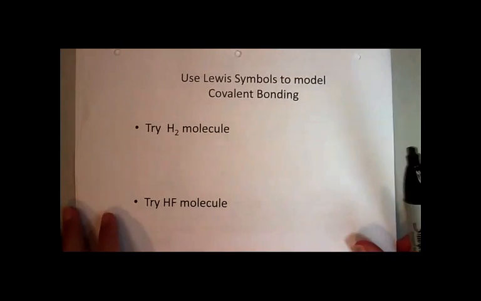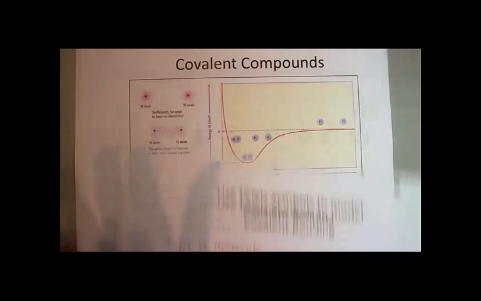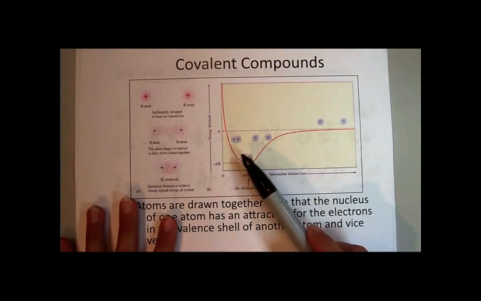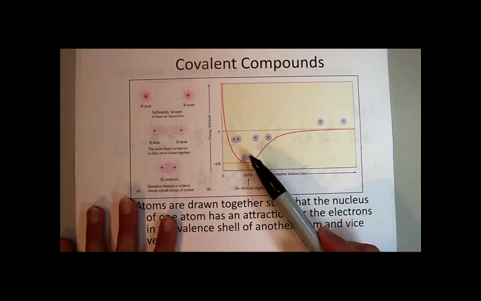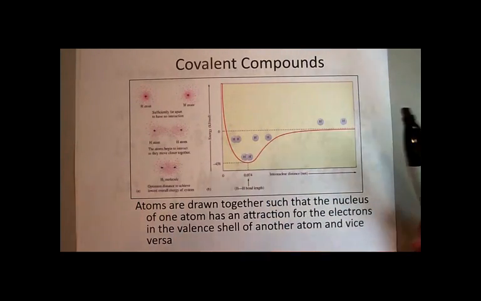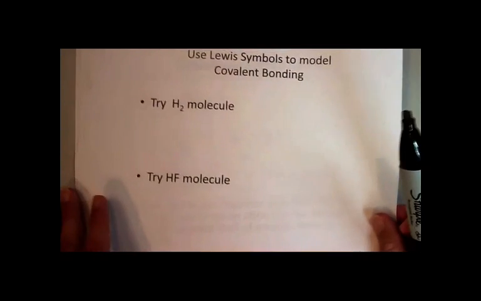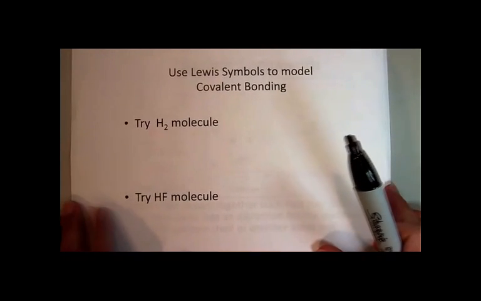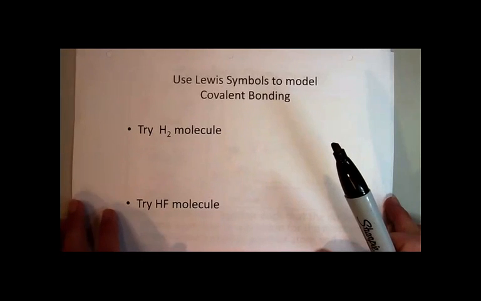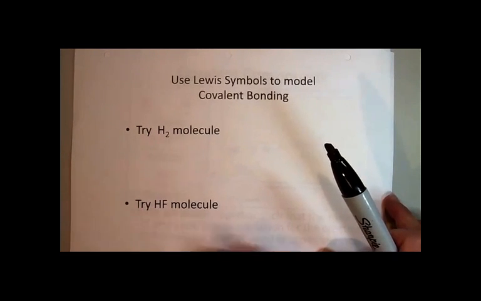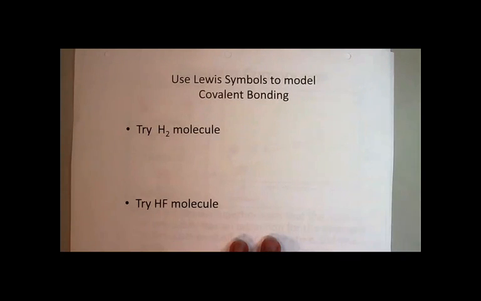Okay, let's try the H2 molecule using the Lewis symbol. We have this kind of complicated picture showing us why it happens: this is the lowest energy configuration for this collection of protons and electrons. That's sort of complicated, but there are easier ways, using Lewis symbols to make what we call Lewis structures, to predict the type and number of covalent bonds that exist in these molecules, covalent compounds.